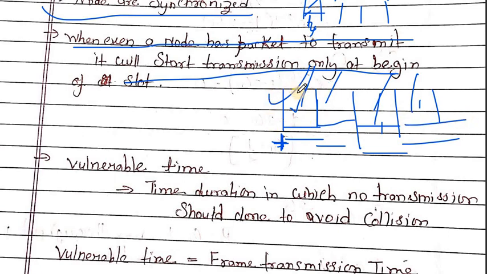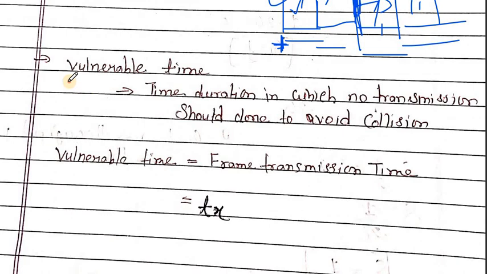If node 1 or any node wants to send packets into the channel, it must start transmission of the packet at the beginning of its slot. It must start transmission at the beginning of this slot. Otherwise, a collision will happen.